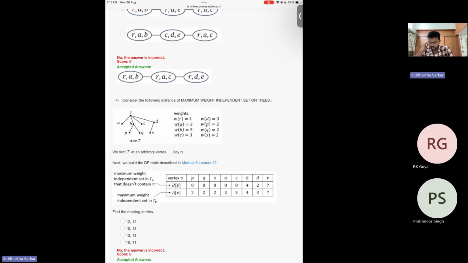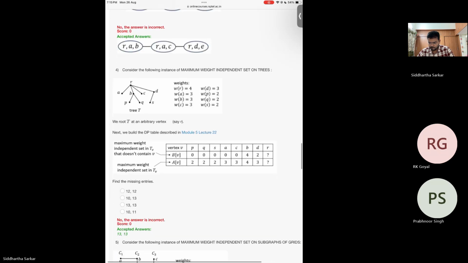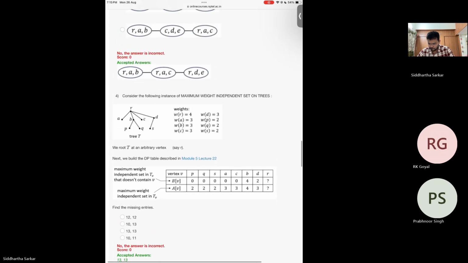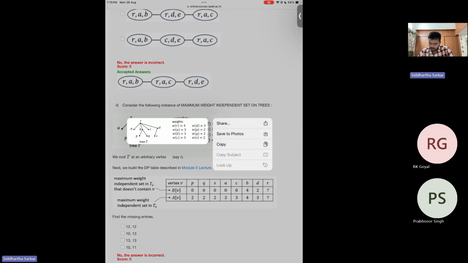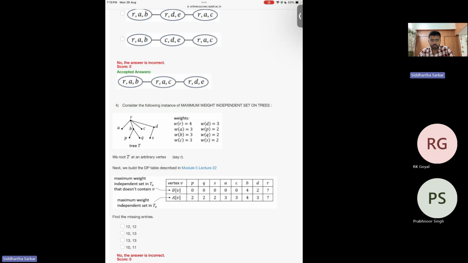Hello, shall we start again? Yes. Okay, so this is one of my favorite questions. It's very easy to explain. So I think this will be the last question. We should be able to finish in the next 15 minutes.